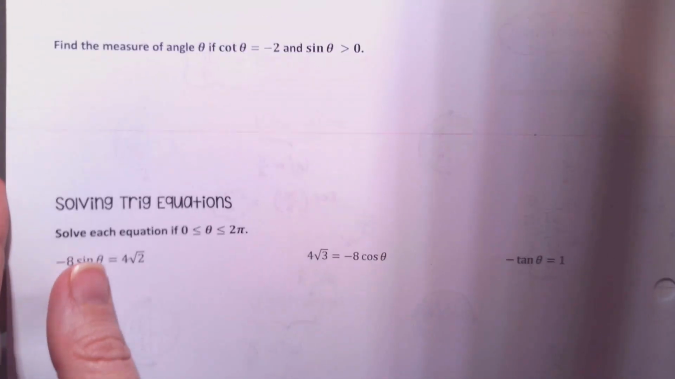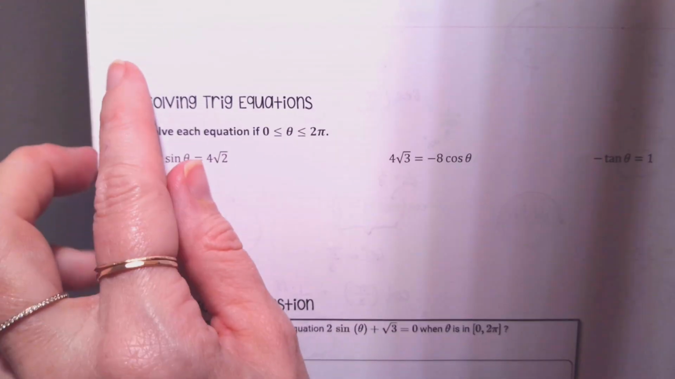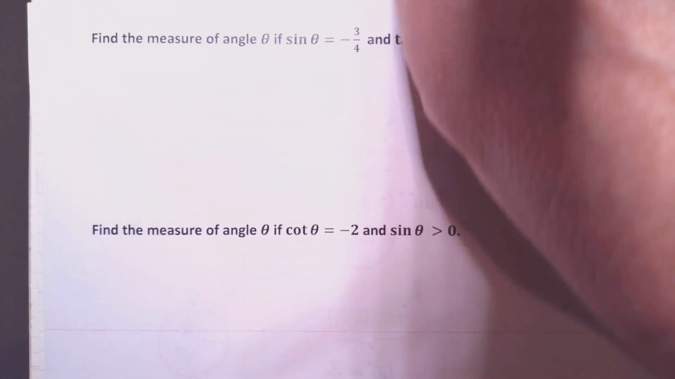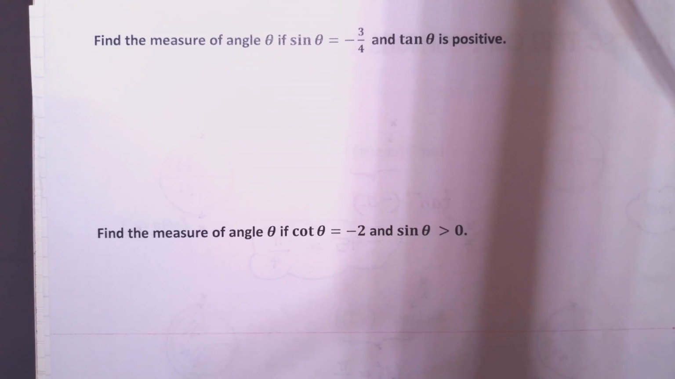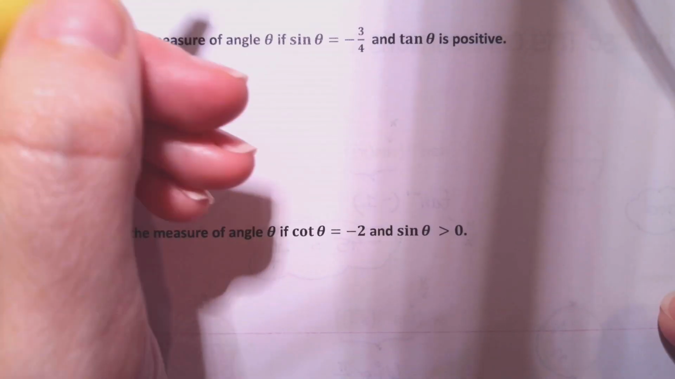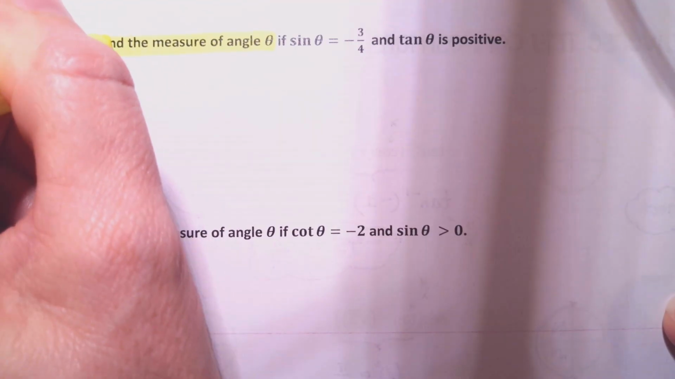All right. What's on the back? It's always a surprise. Oh, finding the measure of an angle. Okay. So we're told to find the measure of angle theta if the sine of theta is negative 3/4 and the tangent is positive. So our ultimate goal is to find the measure of the angle.